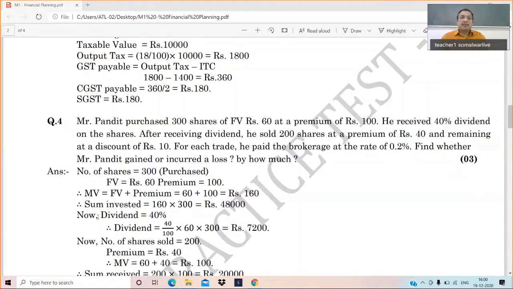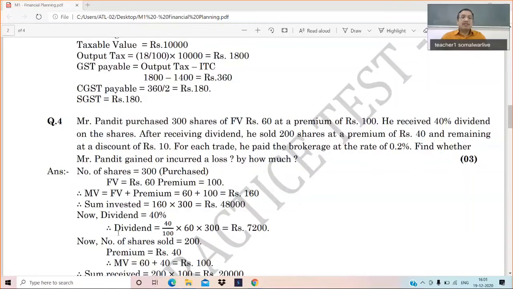See how. Now, keep in mind here brokerage has to be calculated. Dividend received after purchasing at the rate of 40% and face value was rupees 60. So total dividend will be 40% of 60. This is the dividend for one share and the number of shares was 300, so into 300. So this is the total dividend received, and that was rupees 7,200. So the first amount he received as dividend is rupees 7,200.